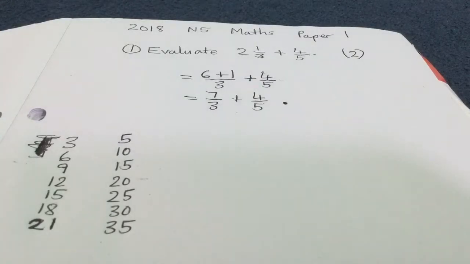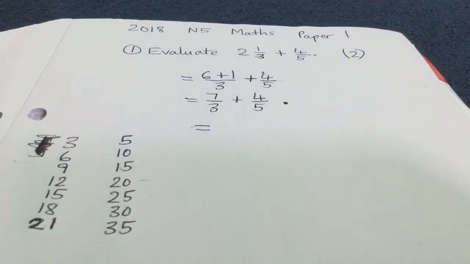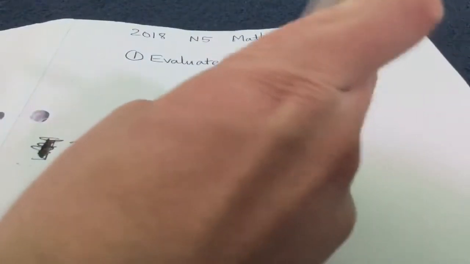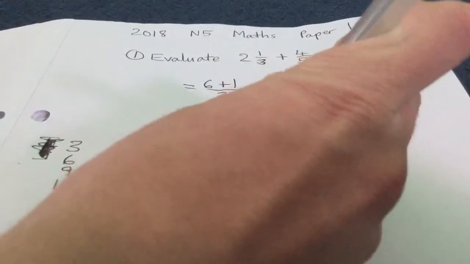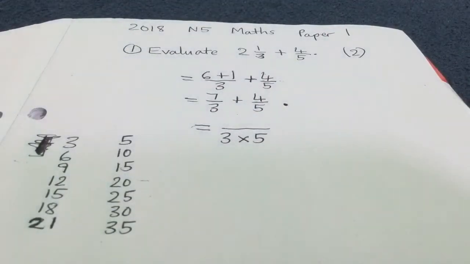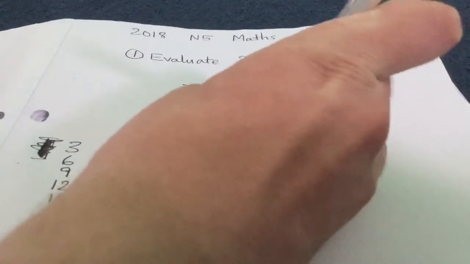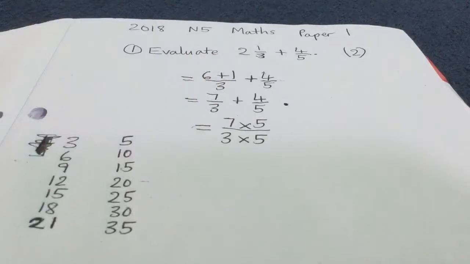Okay, so 7/3 and 4/5, we need to do something to the denominator to make both of them 15. We need to multiply the denominator by a number to make them 15, but we also need to do the same to the numerator. So 3 times 5 is 15, as it was the 5th number here, so we're going to write down 3 times 5. This line is not needed, but it's showing to make it easier to explain. We also need to do the same to the numerator, so we need to do 7 times 5, because we need to multiply everything by 5.